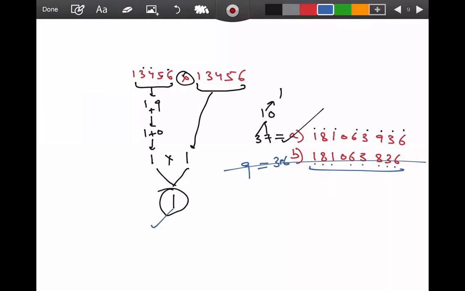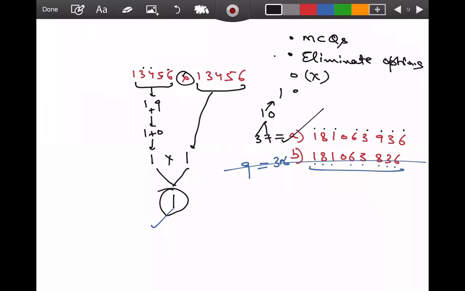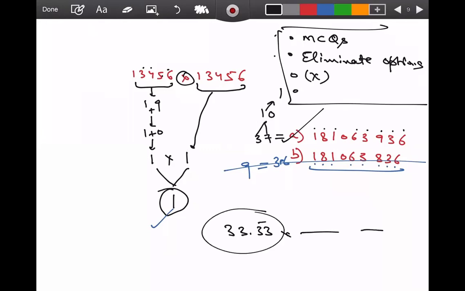So where to use it? First of all, when you have MCQs. Second, when you want to eliminate options. Third, you have multiplication. Fourth, you cannot use it in approximate numbers. For example, if I give you 33.33, which is never ending, into something, you cannot use it because I don't have a proper number. You cannot use it in recurring decimals.